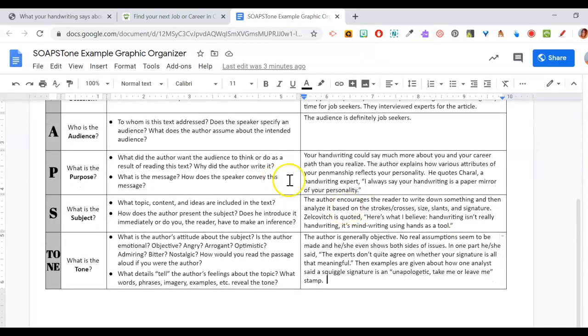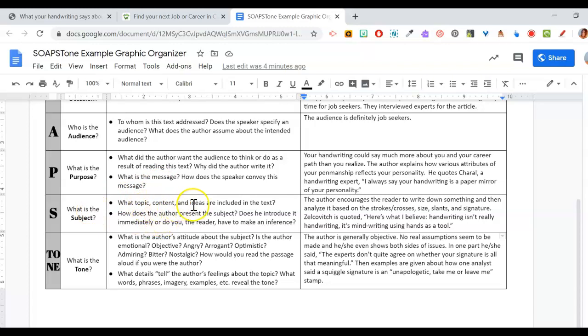P is purpose. What did the author want the audience to think or do as a result of reading this? Why did the author write it? What's the message? And so the message on this one that I read was that your handwriting could say much more about you and your career path than you realize. The author explains how various attributes of your penmanship reflect your personality. And then I included here a quote because he quoted a handwriting expert, and I thought that was important in showing the purpose of the article. That handwriting expert says, I always say your handwriting is a paper mirror of your personality. So I think that really is kind of the thesis of the article. They wanted people to understand that handwriting is a mirror of your personality, and that was part of that purpose.